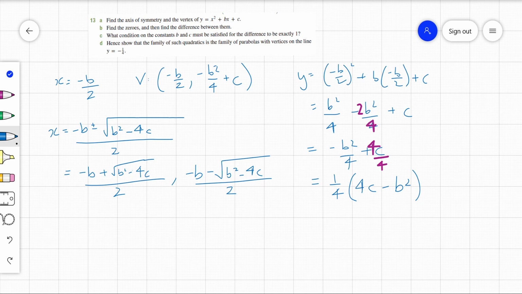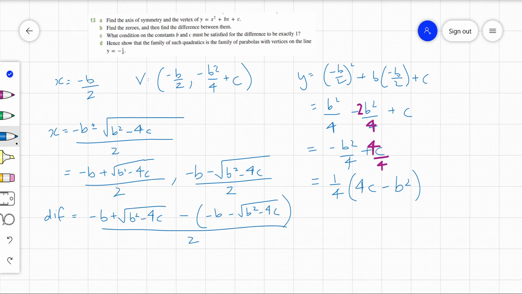If I do it a different way to what I did in class, I can just take one and subtract the other one, and that would be the difference. If I take the positive case and then subtract the other case, so I'll just write difference here. Difference equals, so take the positive and find the difference with the negative. So negative b, b squared. And they're both on 2, so I'm just going to put all over 2, common denominator.